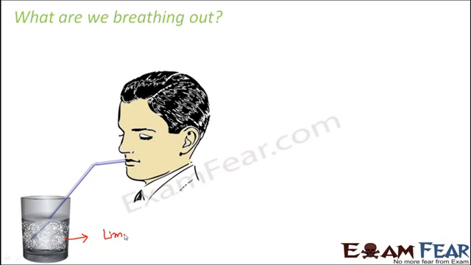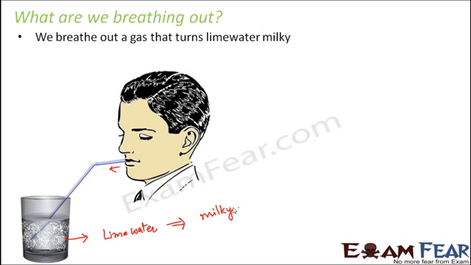So here you have lime water in this glass. And when you breathe out, you are actually breathing out through the straw. So whichever gas, let us assume that we do not know which gas this is, whichever gas enters into the lime water, it reacts with the lime water and turns it milky. Now can you guess which gas this could be? A gas that turns lime water milky is nothing but carbon dioxide.